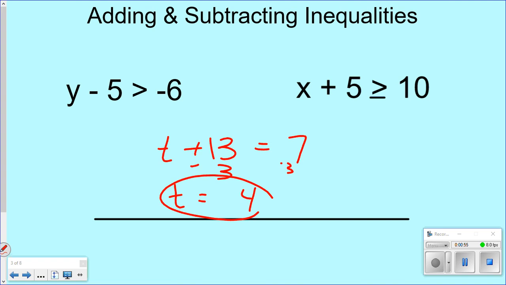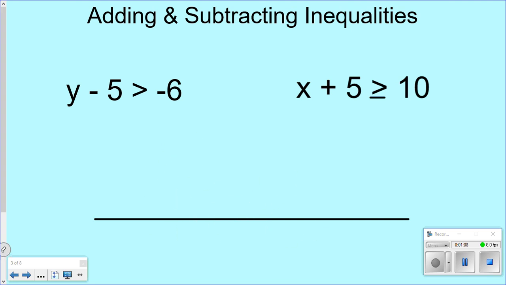Now, you're going to solve inequalities the exact same way that you solve equations, okay? It's just that this is like the equal sign this time. We have to keep that sign. That sign has to stay in the problem because that means something special. So for this one, y minus 5 is greater than negative 6. I'm going to add 5 to both sides. Okay, so my answer looks like this. Y is greater than negative 1.